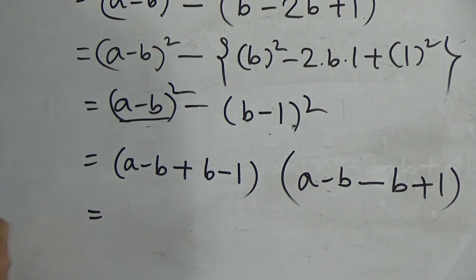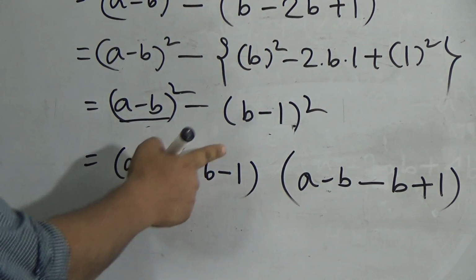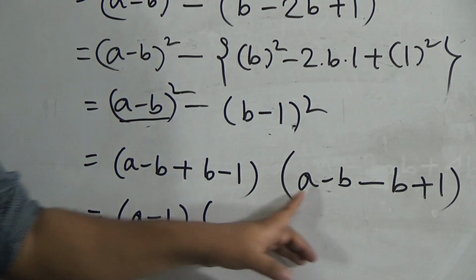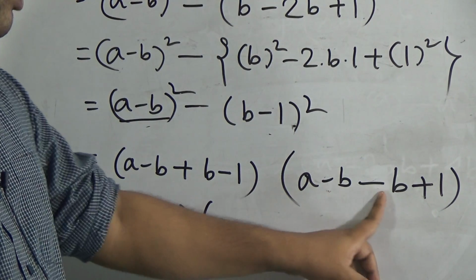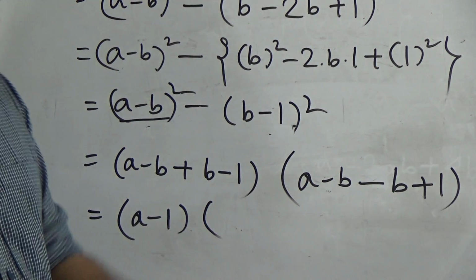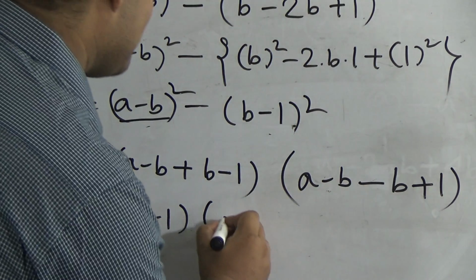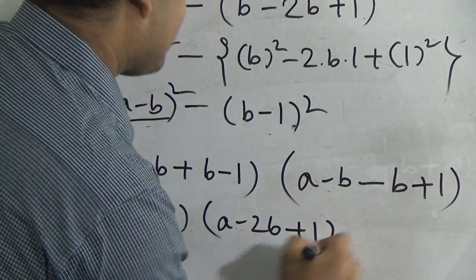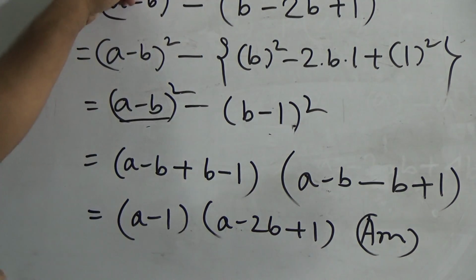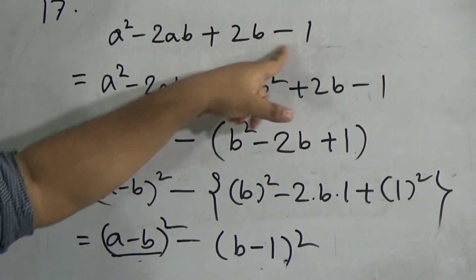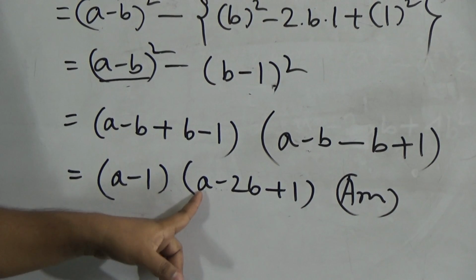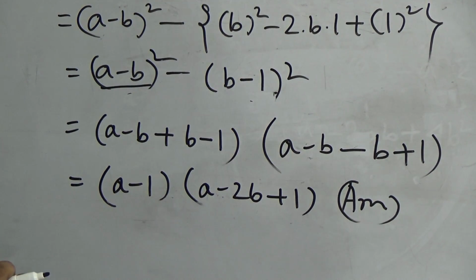Okay, here you notice, dear student, this is plus b, this is minus b, so both are cut and left a minus 1. And here you notice a minus b, as both signs are same, so we do addition, that means b, the 2b, as both are minus, so we write a minus 2b plus 1, and this is the answer of this question. That means if we convert a square minus 2ab plus 2b minus 1 into factors, then we get a minus 1 into a minus 2b plus 1. I hope you have understood.